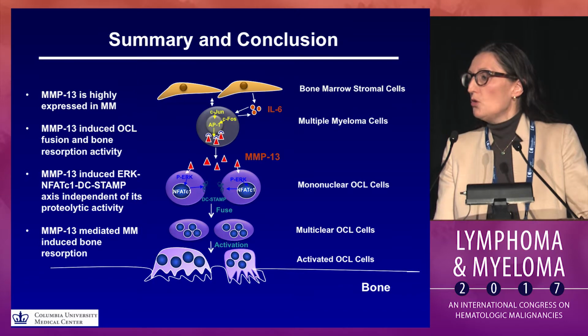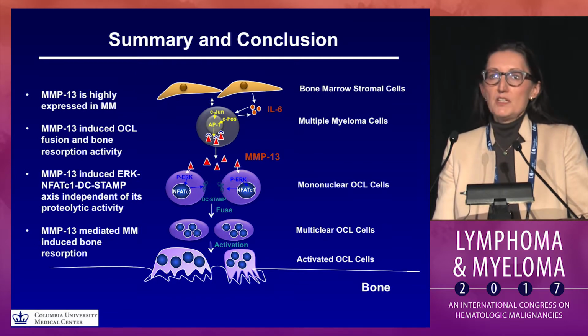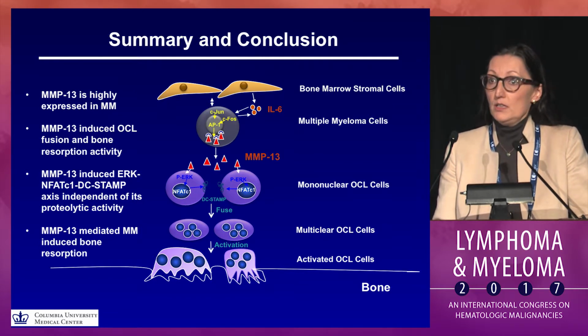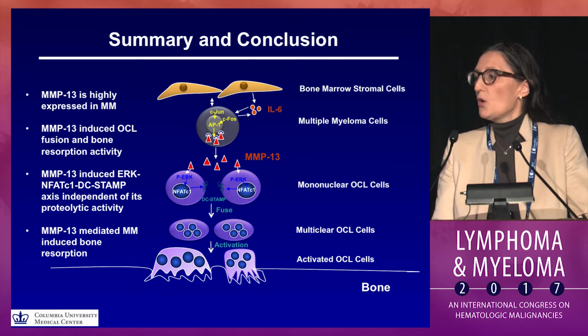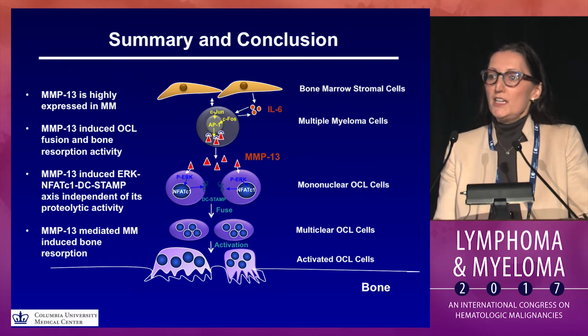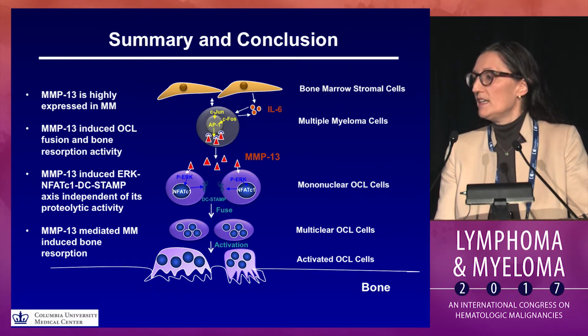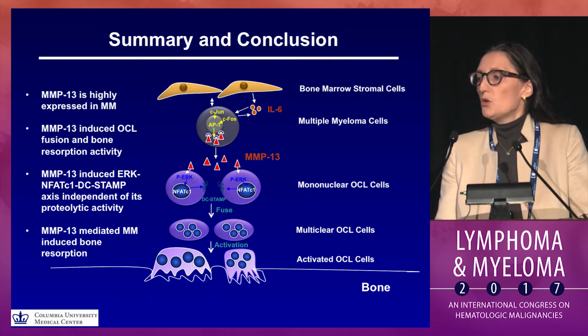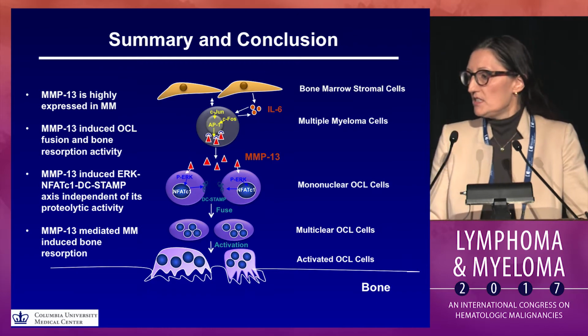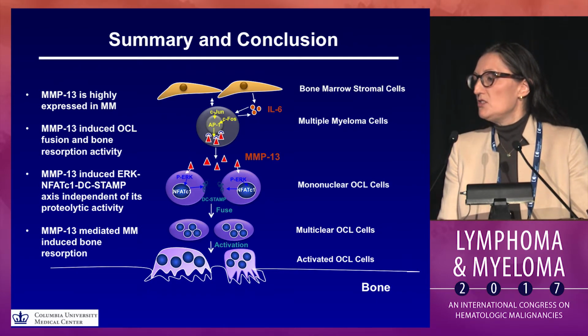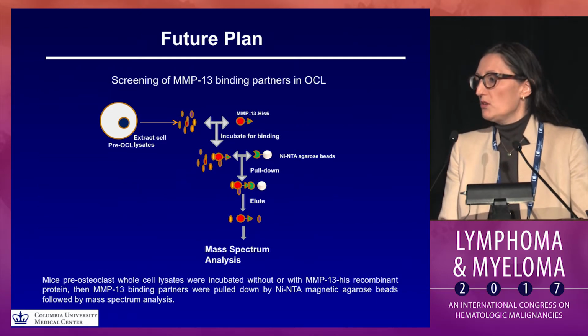So in summary and conclusion, MMP13 is highly expressed in multiple myeloma cells, not in all, also not in all cell lines. So I think that might give us some hint whether certain patients who have high expression of MMP13 might have more bone disease. MMP13 induces osteoclast fusion and bone resorption activity. I showed you that it induces the pERK NFATc DC-STAMP axis, which is independent of its proteolytic activity. And last but not least, MMP13 mediates bone resorption.